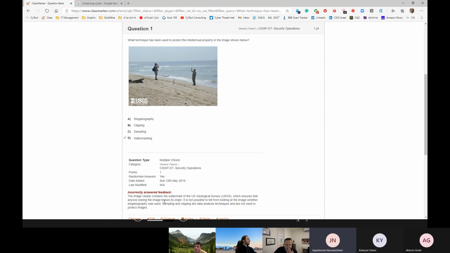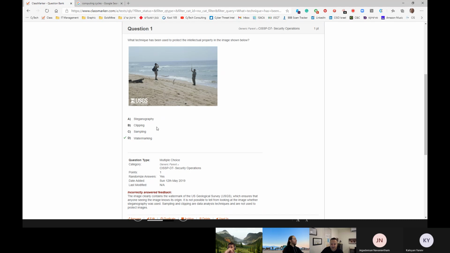Okay, so let's look at what technique has been used to protect intellectual property in the image shown below. This one. Yes, we have the USGS here. Sampling and clipping are more statistics-related, so I wouldn't use those. Steganography, are we all familiar with what steganography is? Yes, it's hiding a file using another file. Exactly. So this one is pretty straightforward, it's a watermark here, and you got it wrong with steganography?